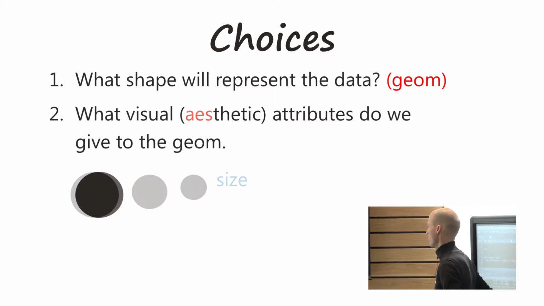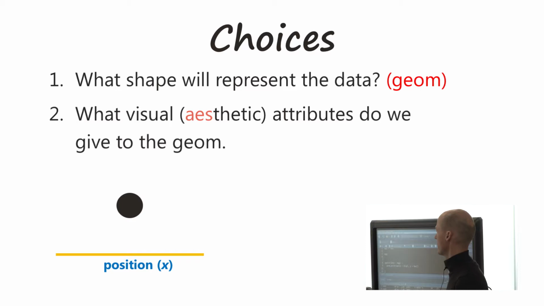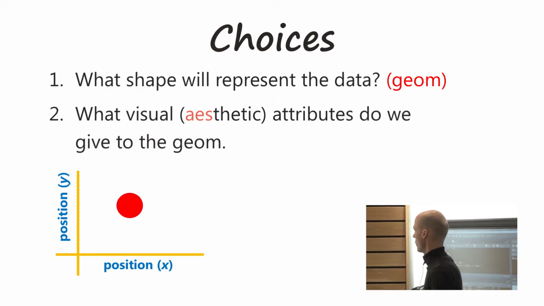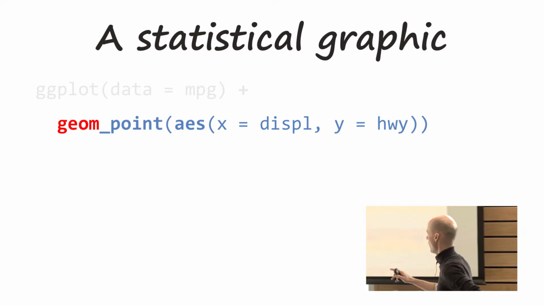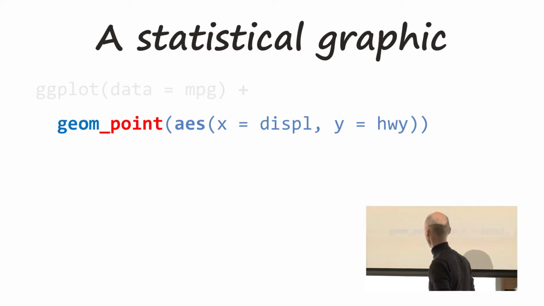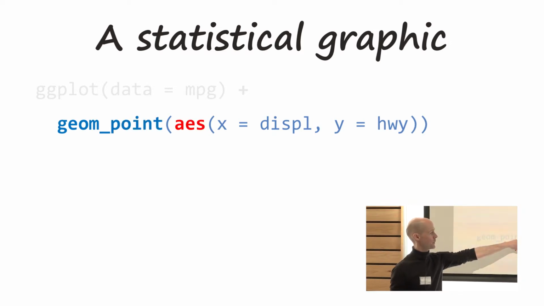Once we've decided that we want a point, do we want it large or do we want it small? So size would be an aesthetic decision. Position on the x-axis, position on the y-axis is also an aesthetic attribute. And the color is obviously an aesthetic attribute, the color of the point. So all of those are aesthetic attributes. So here we can see, again, our second line was, we chose a geom, we chose the shape we wanted to represent our data, and then we chose our aesthetics.